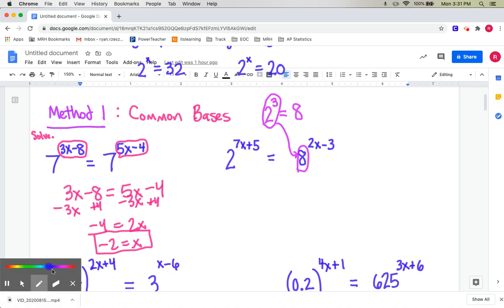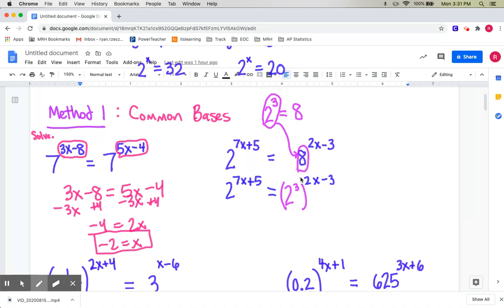So what is this problem going to look like now? Well, my left side, not going to change. Still looks like this. My exponent over here, not going to change. The only thing that changes is where it used to say 8s, now I'm going to sub in a 2 to the third, because 2 to the third is the same thing as 8s.